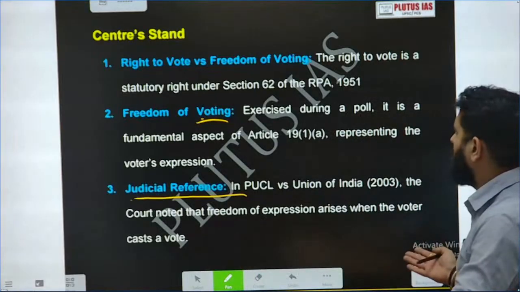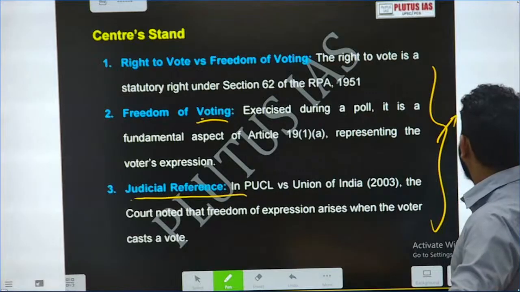You can connect it or write it in your mains answer writing.